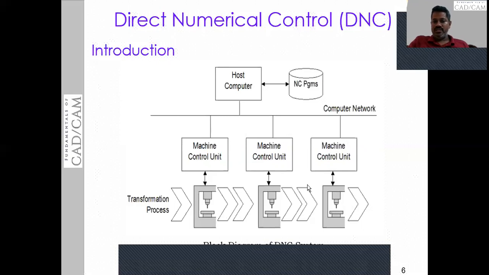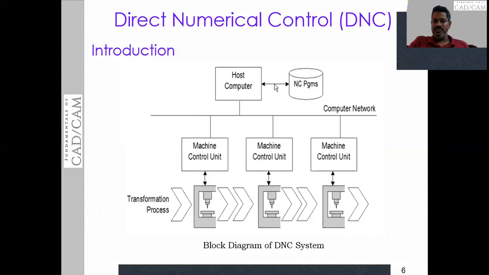As you can see, all these are in a network. We need to keep this in a network to access the host computer programs by the NC machine tools via machine control unit. This is the block diagram of the direct numerical control system, the basic principle of the direct numerical control system. Once again, I repeat that it has only a bulk memory computer. In turn, you can call it as a host computer or a mainframe computer.